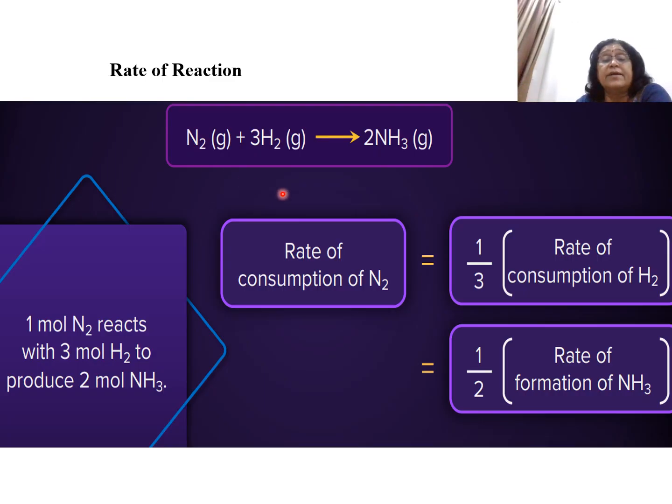Now let's see another reaction. Nitrogen gas plus hydrogen gas giving you ammonia gas. In this, 1 mole of nitrogen reacts with 3 moles of hydrogen to give 2 moles of ammonia. So rate is measured with the rate of consumption of nitrogen, or the rate of consumption of hydrogen, or the rate of production of ammonia. The rate of consumption of nitrogen is equal to 1/3 the rate of consumption of hydrogen and 1/2 the rate of production of ammonia. So you can measure the rate either way.